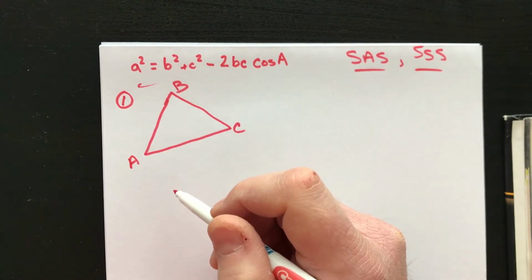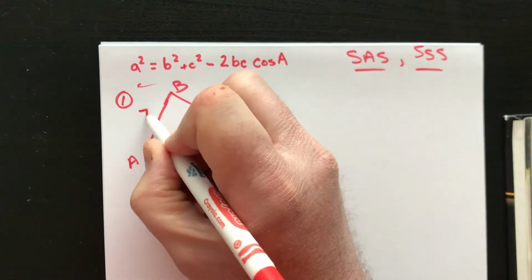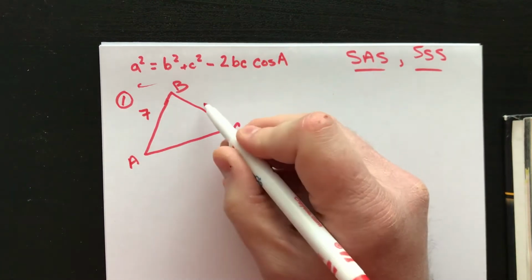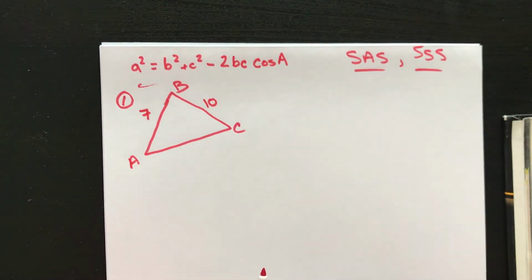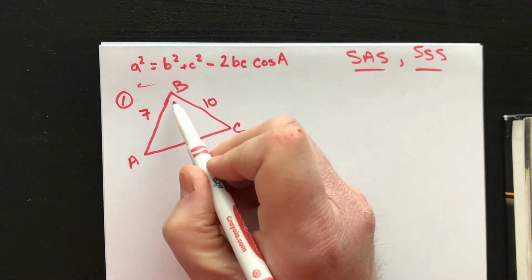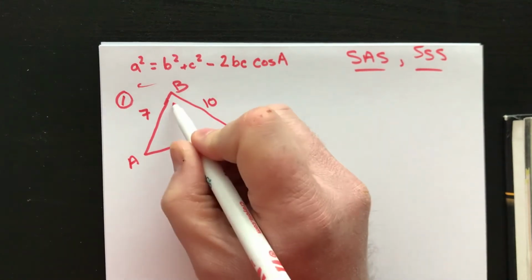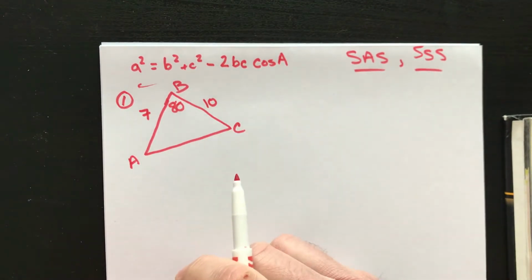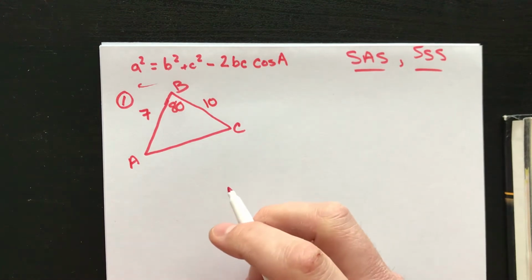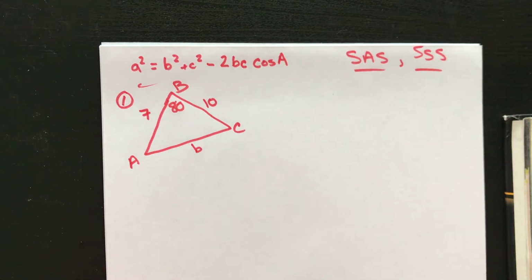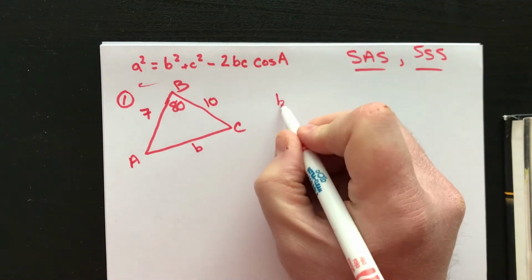They tell us segment AB is 7, so that's 7. And they tell us that BC is 10. Now, in order to be side angle side, they better give us this angle B. And look at that. They give us angle B is 80 degrees. They want us to solve for the length of lowercase b, which is right here. Because we're searching for lowercase b, lowercase b has to go first.